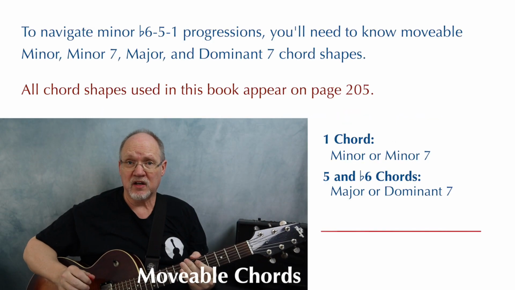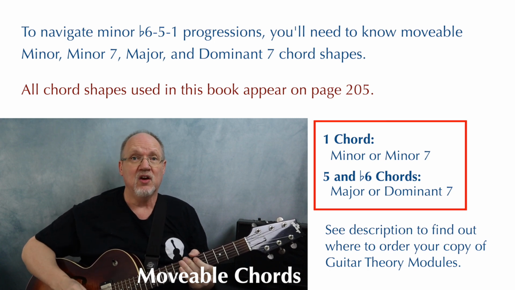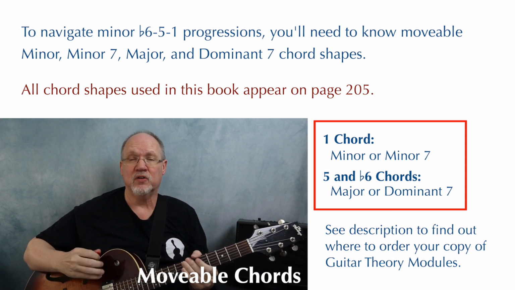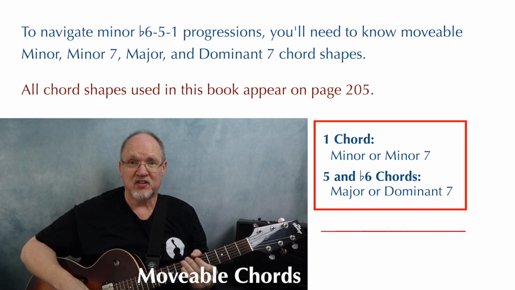We have a variety of chord shapes we can use for this minor flat 6-5-1 progression. We can play minor or minor 7 chords for our 1 chord, and for our flat 6 and our 5 chord, or our dominant chord, we can use major chords or dominant 7 chords.